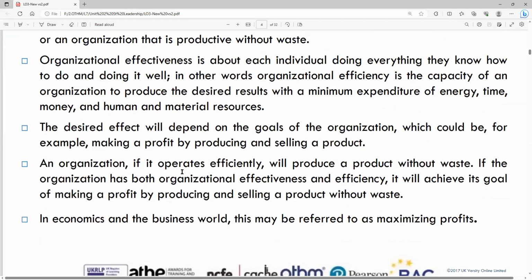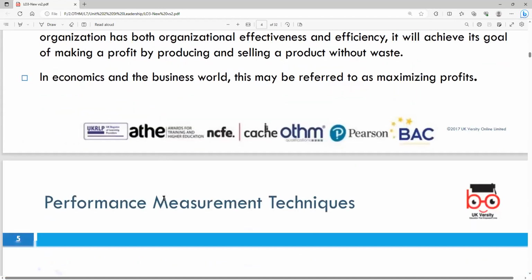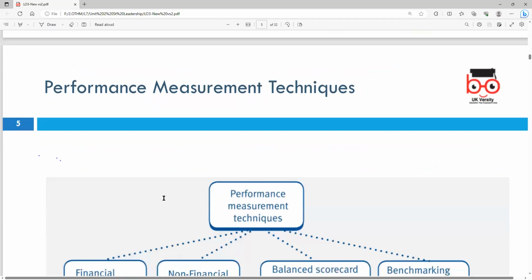We make sure that the organization is making a good profit, i.e. it's producing efficiently and effectively as well. This relates to economics, in the sense of maximizing profit by producing products without wastage of time, materials, and money.